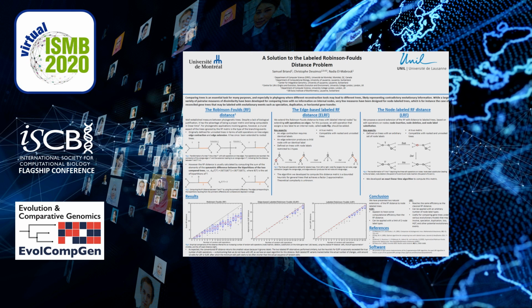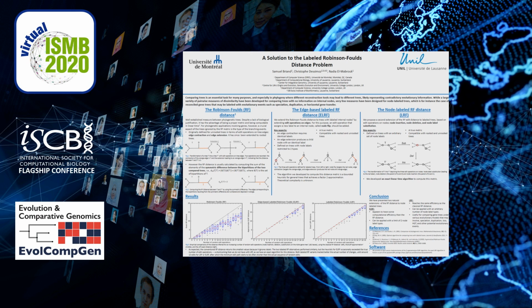The Robinson-Foulds distance is a well-established measure between phylogenetic trees. Despite a lack of biological justification, it has the advantage of being a proper metric and being computable in linear time. For phylogenetic applications involving genes, however, a crucial aspect of the trees ignored by the RF metric is the type of the branching events.